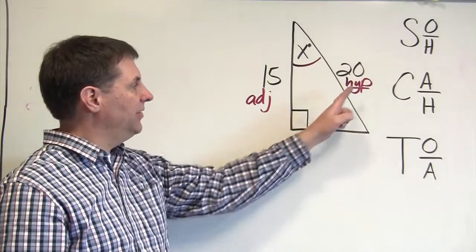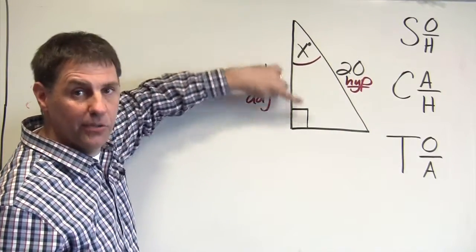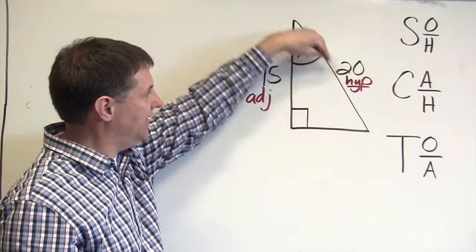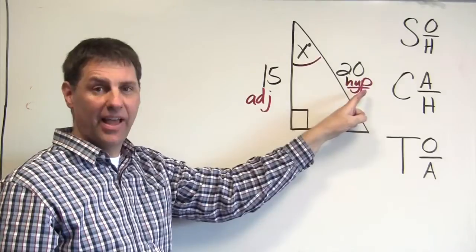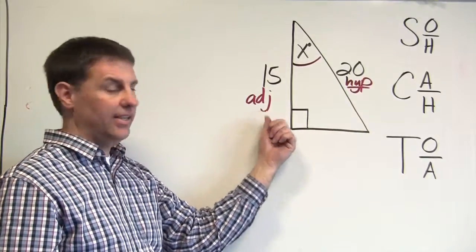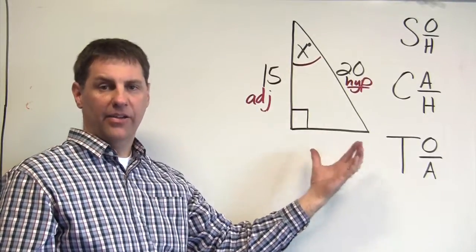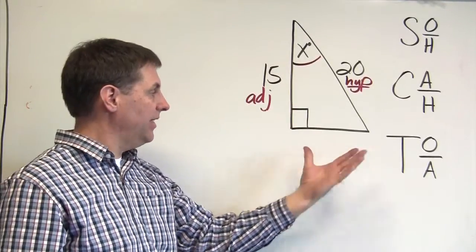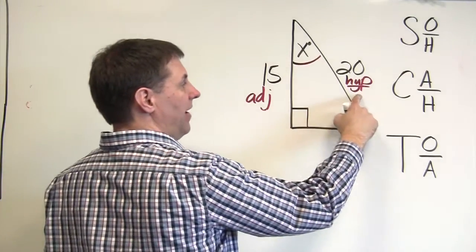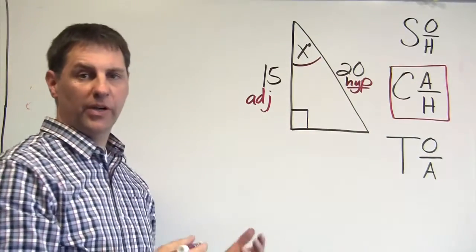Remember that the hypotenuse is opposite the 90-degree angle. Adjacent means next to. Don't confuse the hypotenuse. I know the hypotenuse is next to x, but it's still the hypotenuse. It's the hypotenuse first. This side is the adjacent. Notice here, the opposite side, completely blank. They're not asking for it. They didn't give me a value. I'm not going to use that one. Which one uses adjacent and hypotenuse? For this one, we're going to use cosine.